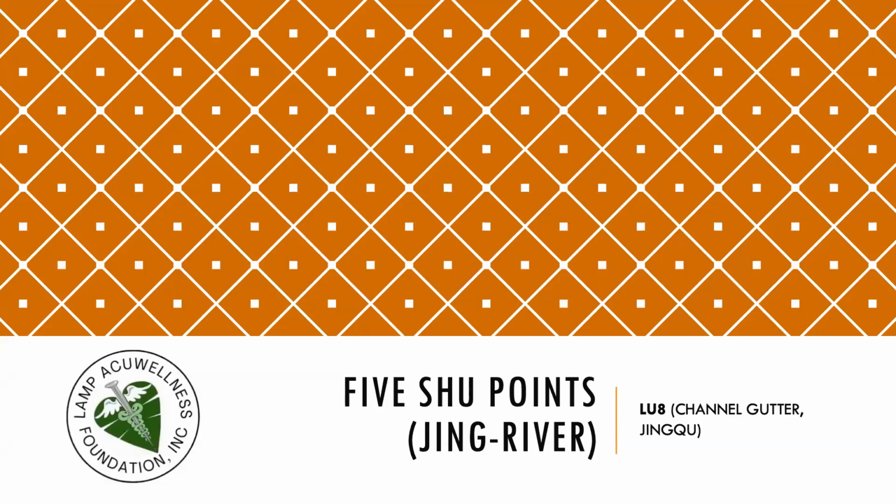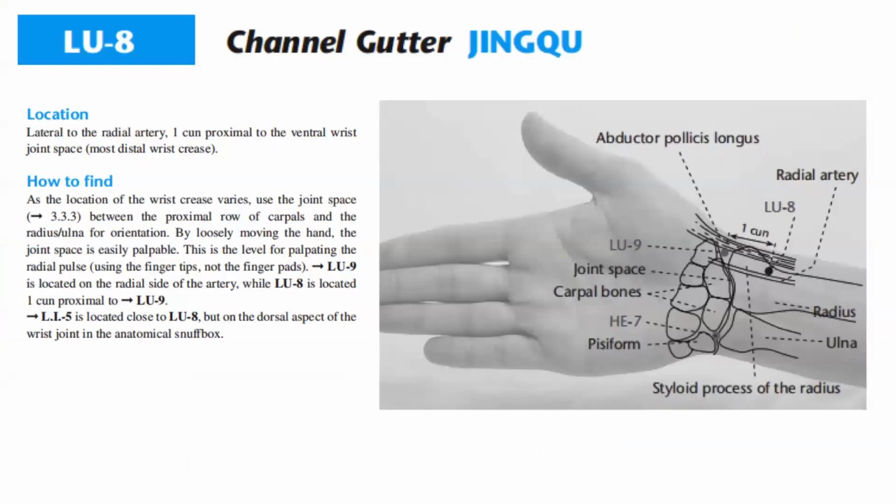Let's now discuss the Jing River points. Lung 8, Channel Gutter. Lung 8 is located lateral to the radial artery, 1 cun proximal to the ventral wrist joint space, the most distal wrist crease.